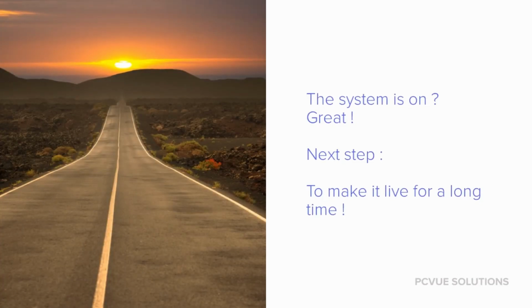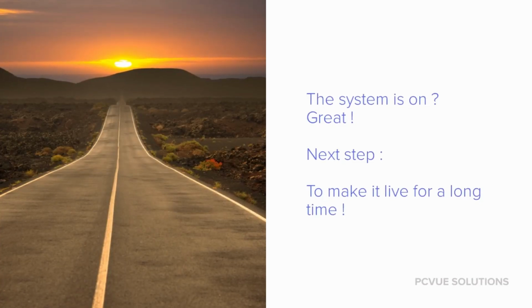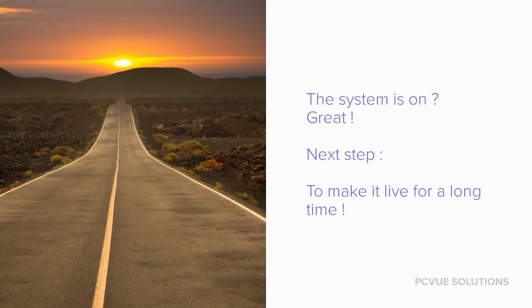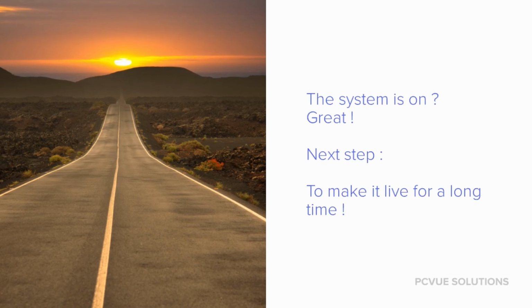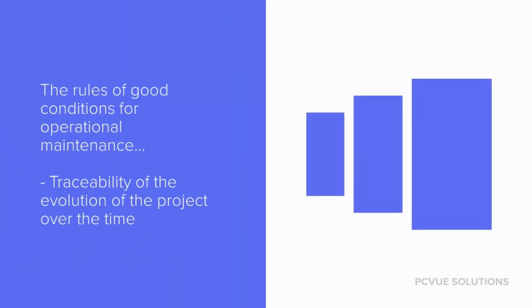Once the project has been approved, validated, and commissioned, a new era begins: the operational maintenance of the system. Good operational maintenance conditions must follow the following main principles.